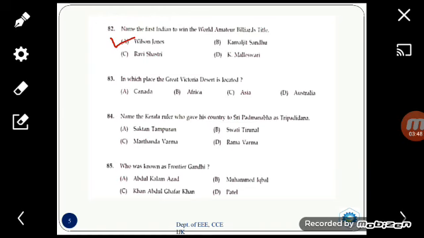Next question is: in which place the Great Victoria Desert is located? This desert is located in Australia. So option D is correct. Next one is: name the Kerala ruler who gave his country to Sri Padmanabha as Trippadidana. Option C is correct, Martanda Varma. The great Martanda Varma gave his country as Trippadidana to Sri Padmanabha. Next one is: who was known as Frontier Gandhi? The Frontier Gandhi is Khan Abdul Ghaffar Khan. So option C is correct.